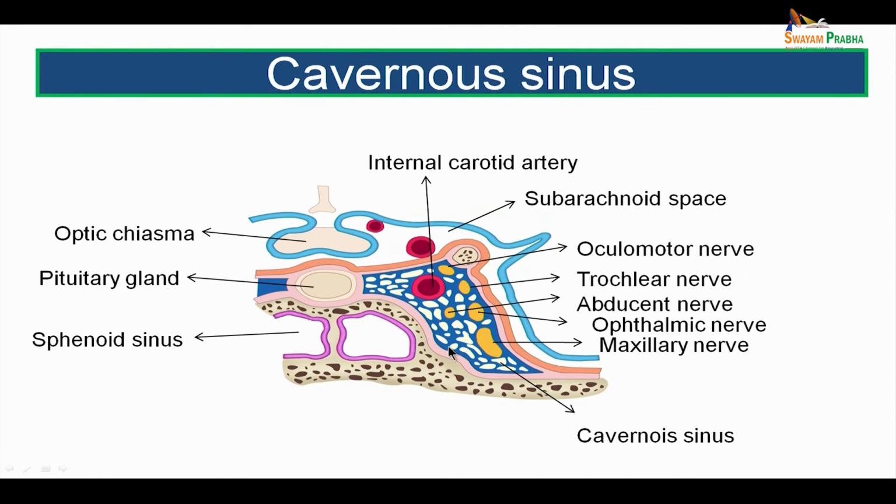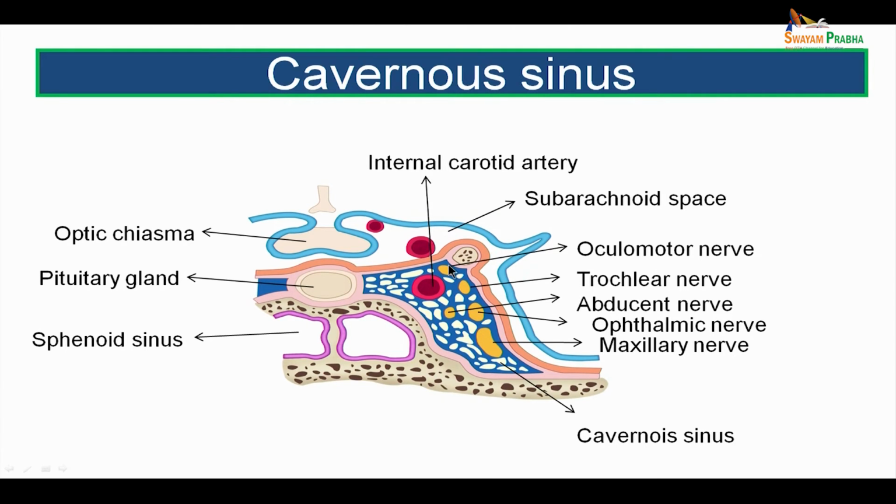Within the cavernous sinus, the structures related. This, as we said, is the roof of the cavernous sinus. This is the medial wall, the floor and the lateral wall. Along the lateral wall, as we have already said, there are the 4 cranial nerves which are seen from superior to inferior. These are the oculomotor nerve, the trochlear nerve, the ophthalmic nerve and the maxillary nerve. Within the substance of the cavernous sinus, we see the internal carotid artery and inferolateral to it we see presence of the abducent nerve.